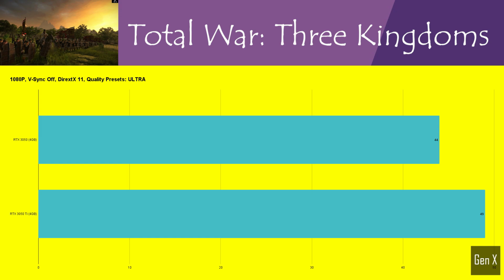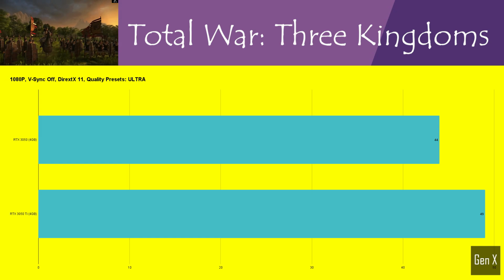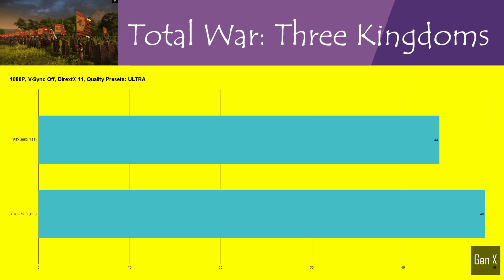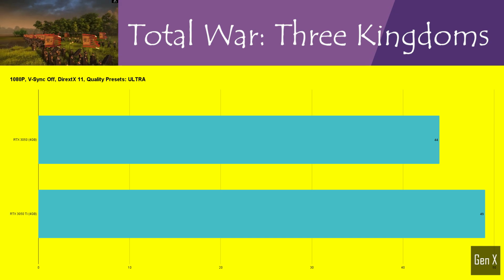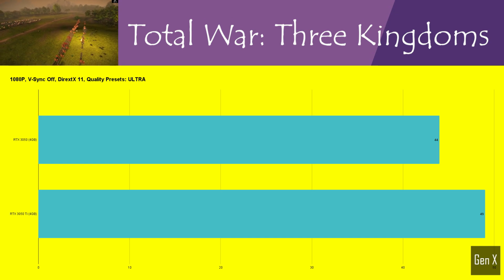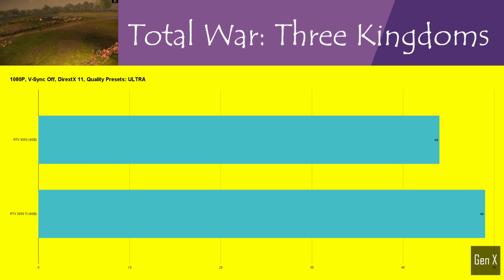Total War: Three Kingdoms was tested at ultra settings. The RTX 3050 scored 44 frames per second. The RTX 3050 Ti managed to pull 5 more FPS, which translates into an 11% gain. These are all the games that were tested with the native benchmark app.